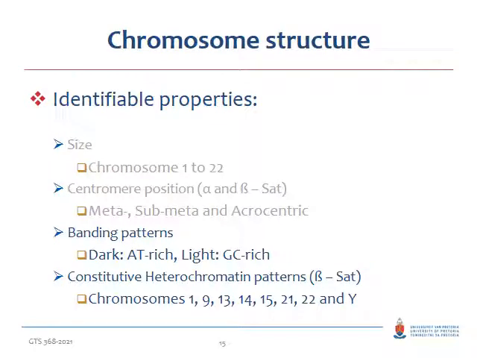The banding pattern can also be divided, where the dark areas are AT rich and the light areas GC rich. The heterochromatin pattern can be seen clearly on chromosomes 1, 9, 13, 14, 15, 21, 22, and the Y chromosome.